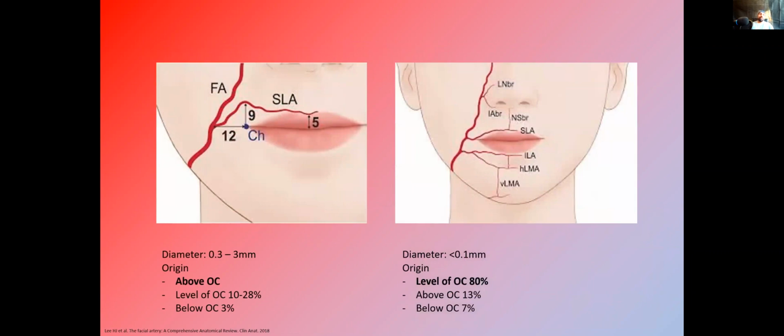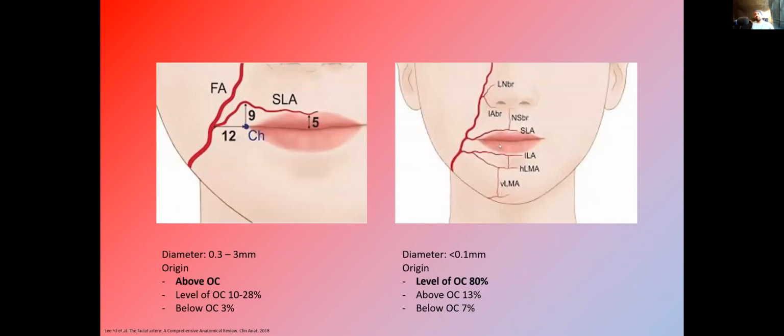So another study was done by Lee and colleagues only a couple of years ago, actually. As you see in the diagram here on the left-hand side, you can see the facial artery. It's between 1 centimeter and 1.5 centimeters away from the oral commissure. It gives up a branch of the superior labii artery, and in most cases, that branch is above the level of the oral commissure.